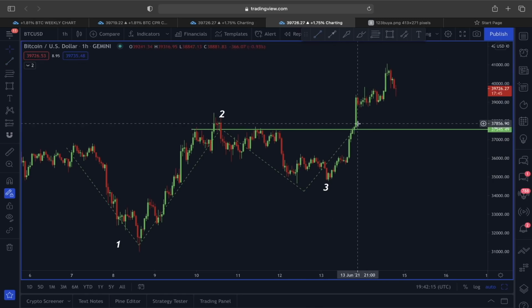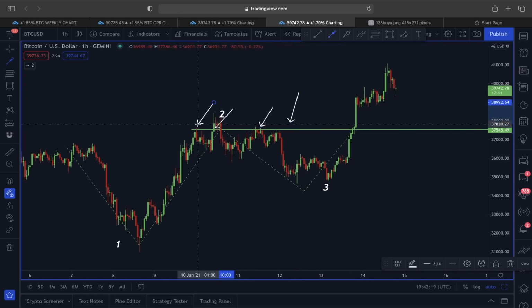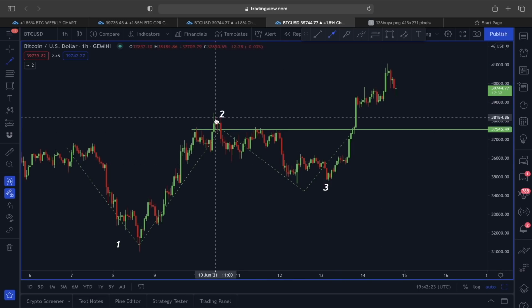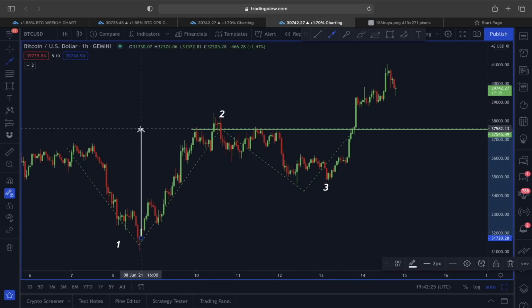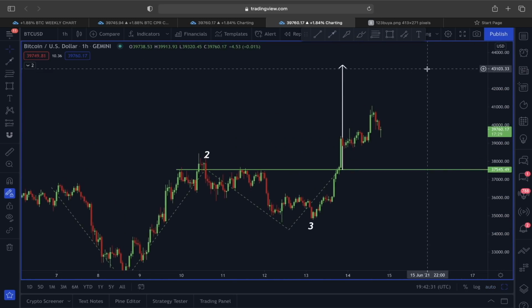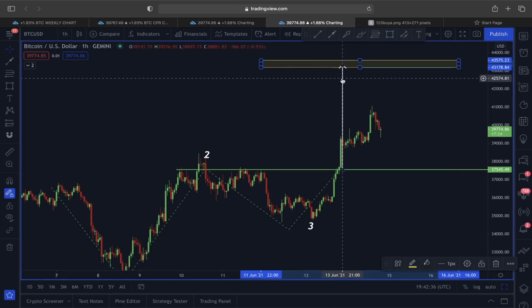Because after this breakout from this resistance line, which was a resistance line for plenty of time, we started a really nice impulsive move in upper direction. And according to this price movement, we also said if this trend is going to continue, the upward price target for the upcoming days is going to be somewhere around $43,000. So that's why 43,000 according to this 1 2 3 reversal pattern is going to be there.